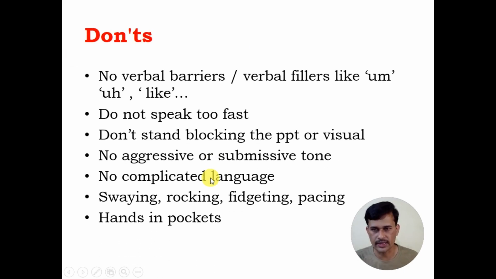What are the don'ts of presentation? No verbal barriers like "like". Whenever we are speaking, normally we make these sounds, so you need to take care of that, and we should not have these barriers whenever we are giving a presentation. Don't speak too fast. The presentation should be understood by our audience. What is the main purpose of giving a presentation? It should reach our audience. Because of that, you need to speak a little bit slower, based on the pace of the audience.